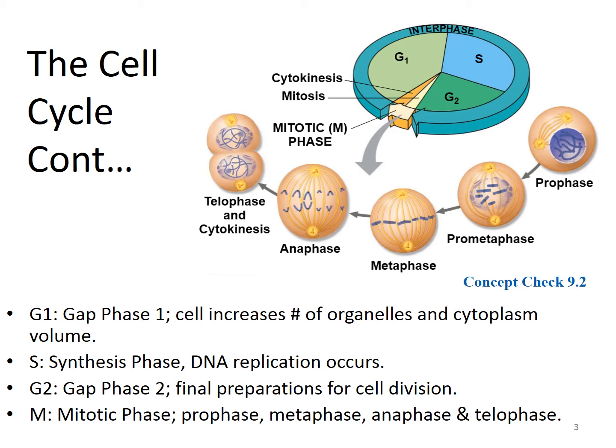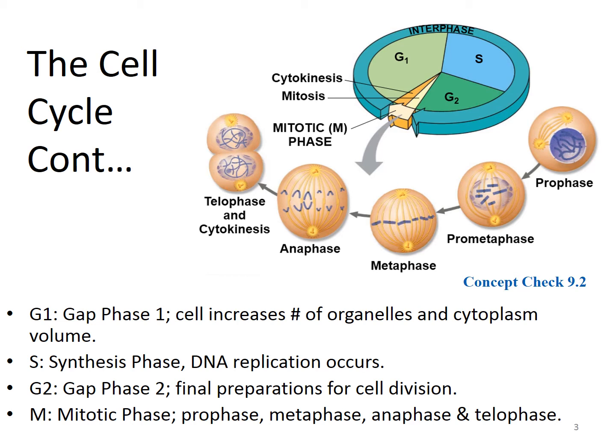G2 is the second gap phase, and this is basically just final preparations for cell division. So any last minute things that need to be taken care of in terms of the cell dividing will occur during that G2 phase. So additional proteins, enzymes, any structures that the cell will need to complete cell division will be taken care of during that G2 or gap phase 2 of the cell cycle.